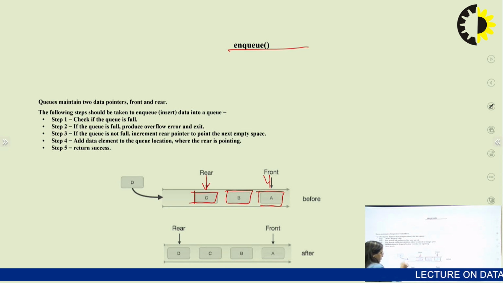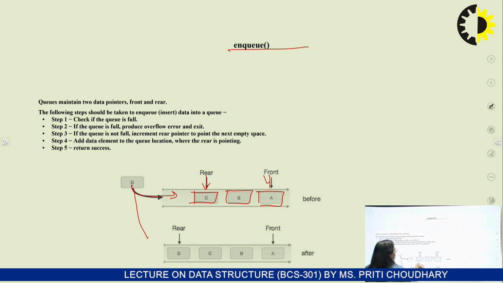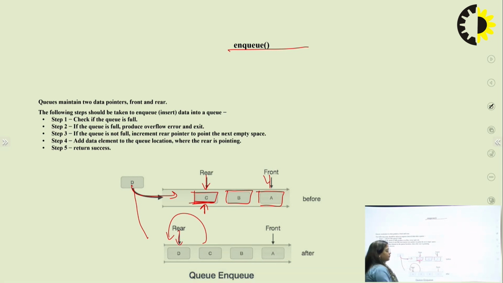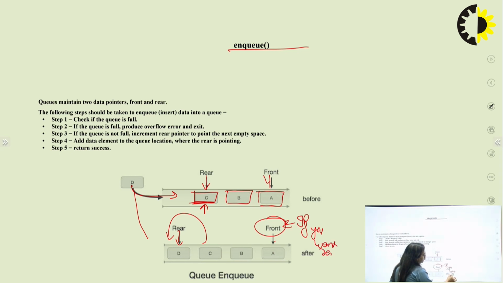Here it enters the queue easily because it works on FIFO. Rear indicates C right now, but after inserting this element, rear is increased by 1, R plus 1. Now rear indicates D, and front is the same because there is no change. But front changes if you want to remove or delete.